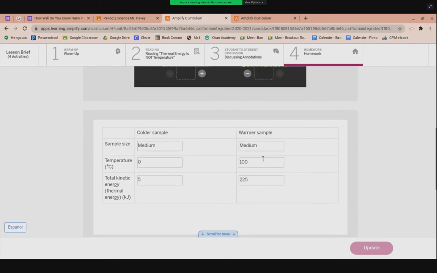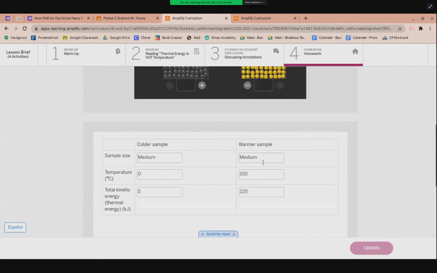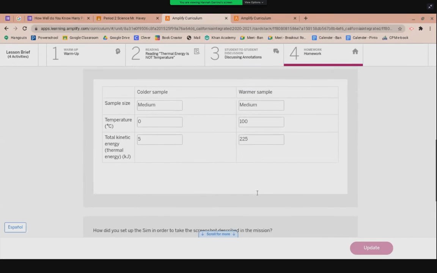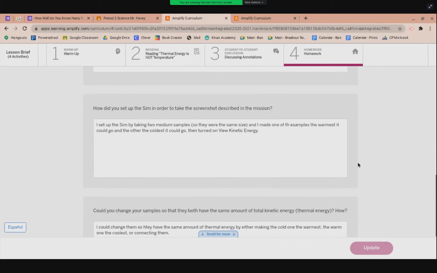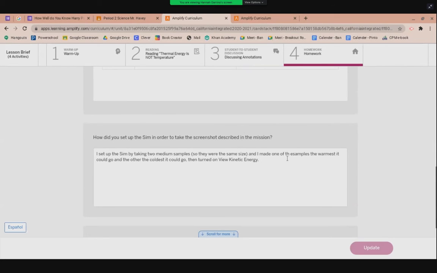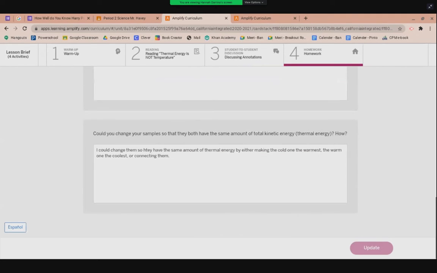And then the warmer sample was 100 degrees Celsius, and the total kinetic energy or thermal energy was 255. And then I set up the sim by taking 2 medium samples, and I made one of them the warmest and one of them the coldest, and then turned on view kinetic energy. I could change them so they have the same amount of thermal energy by either making the cold one the warmest, the warm one the coldest, or connecting them.